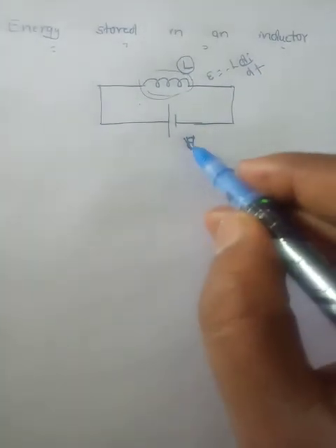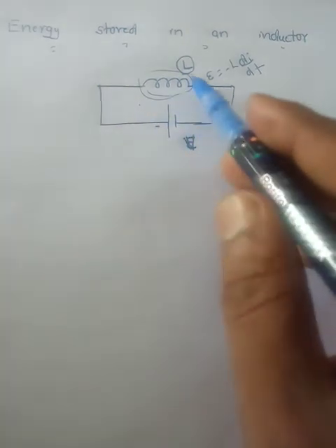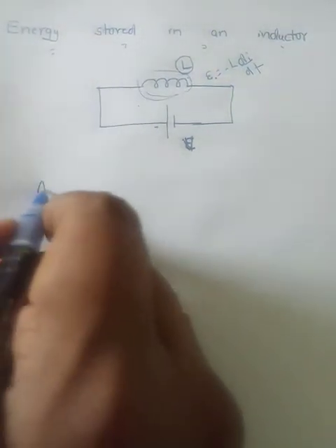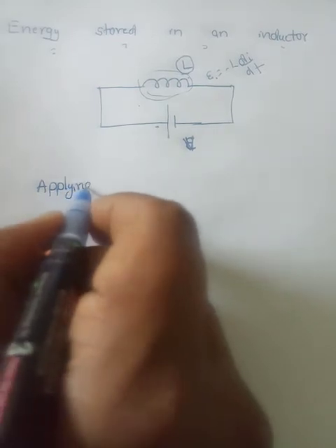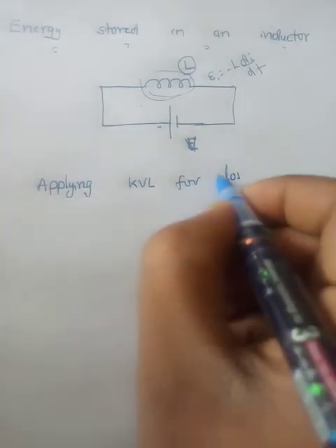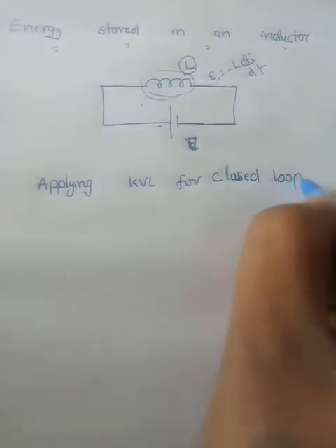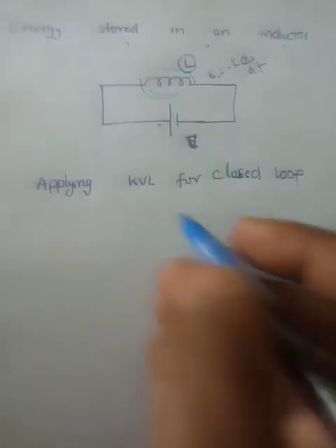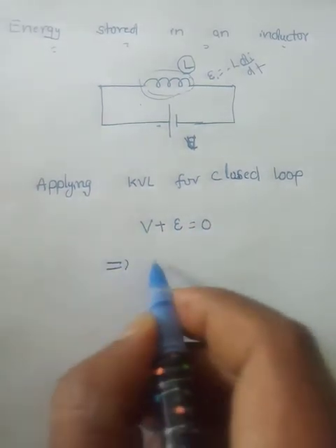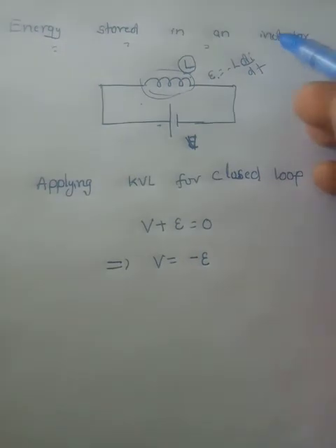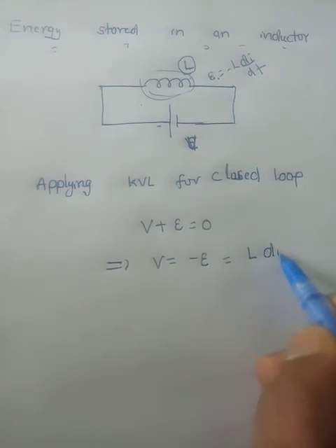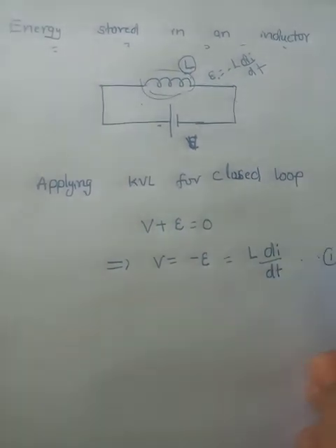So when the applied potential is V, the current changes, and that changing current causes an induced EMF. This induced EMF opposes the flow of current. So what can we write here? Applying Kirchhoff's voltage law for the closed loop, the total potential difference in the closed loop is 0. The applied potential is V, and the developed potential is E, so V plus E is equal to 0. Then V is equal to minus E. What is E here? Minus L into di by dt. So it becomes V equals plus L into di by dt.